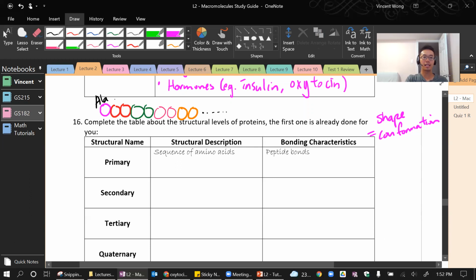Each of these will represent a particular amino acid, so you might have alanine, phenylalanine, glutamic acid, and so on and so forth. That specific sequence is called the primary sequence.